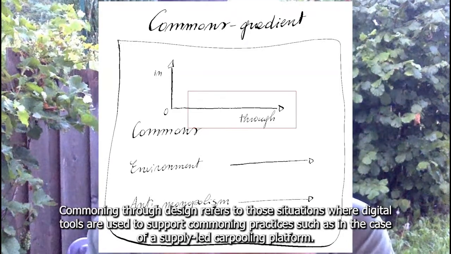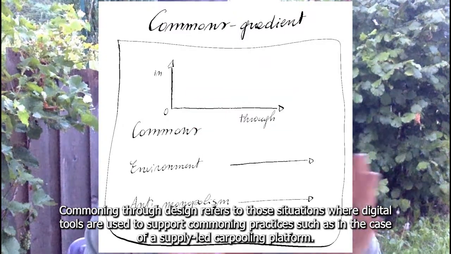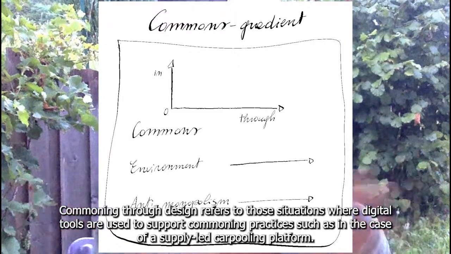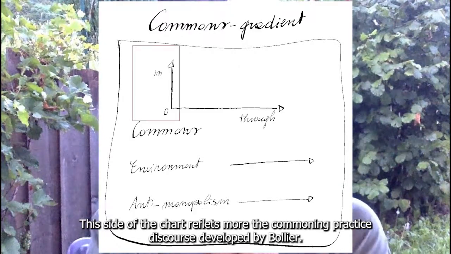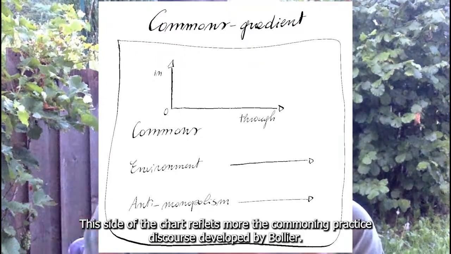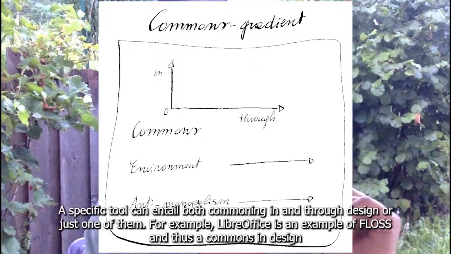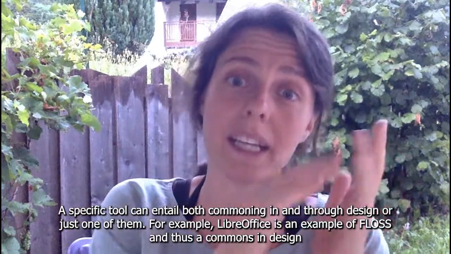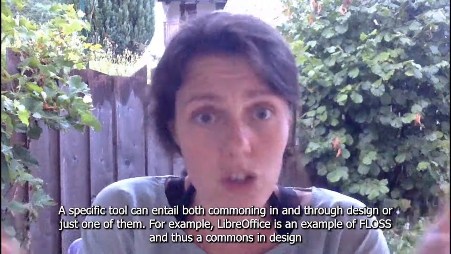Commoning through design refers to those situations where digital tools are used to support commoning practices, such as in the case, for example, of a supply-led carpooling platform. This side of the chart reflects more the commoning practice discourse developed by Bollier. A specific tool can entail both commoning in and through design, or just one of them.